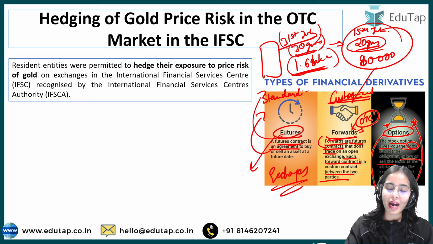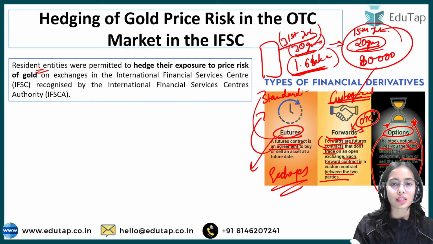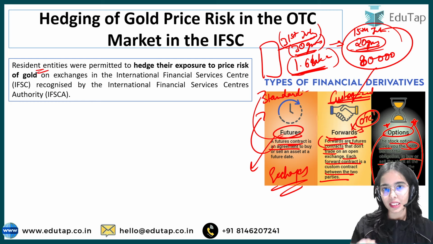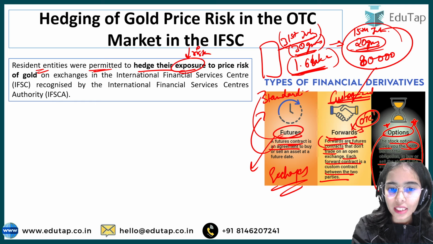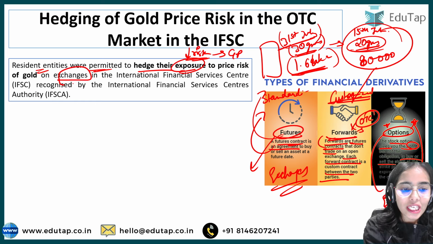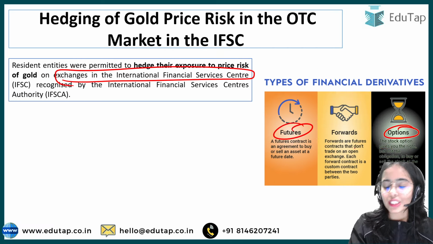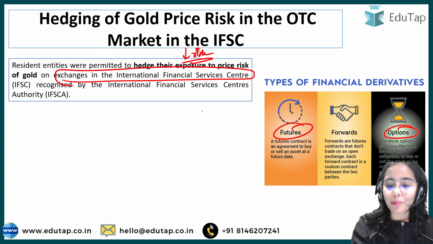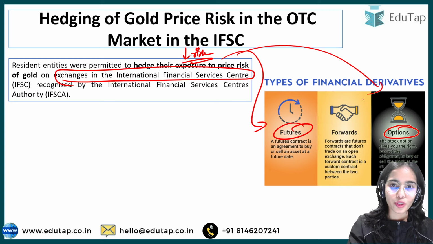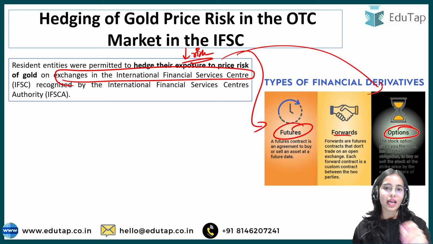So if you are buying the option to buy the gold on a future date, you have the option available with you. So resident entities such as the jewelers, that is, the residents other than the individuals, were permitted to hedge their exposure. They were permitted to reduce their risk related to the gold price on the exchanges in the IFSC. So now you know that on the exchanges in the IFSC, only futures and options derivatives can be traded. To reduce your risk, you could only buy futures or options. So forwards were not available to you.